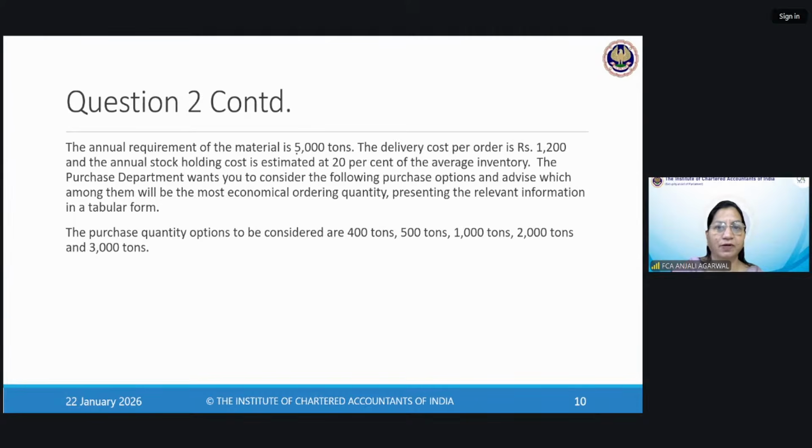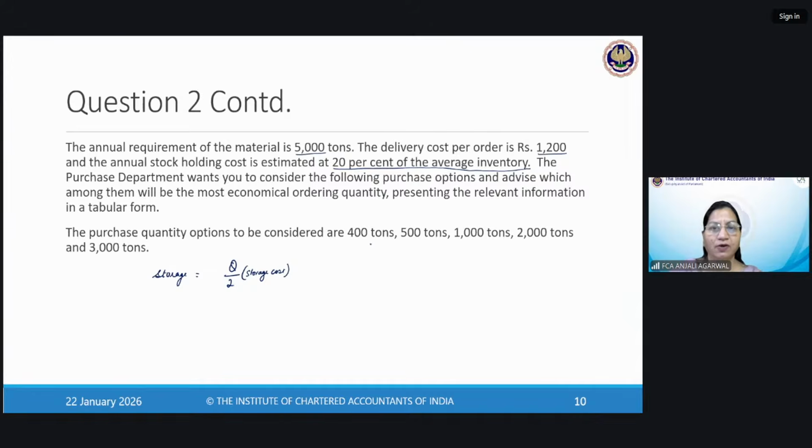Further, the annual requirement of the material is 5,000 tons. Delivery cost is 1,200. Annual stock holding cost is 20% of the average inventory. So that's the problem here. How did we calculate the storage cost earlier? It was simply quantity ordered divided by 2 into storage cost that was given. Why was it so? Because storage cost was a function of raw material price majorly. It's interest on capital blocked, and the raw material price remained constant. But in this case, how will we calculate?